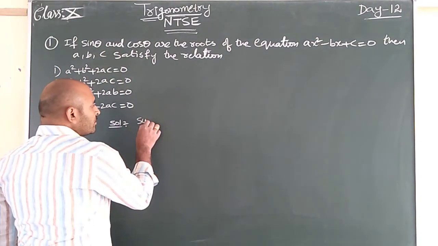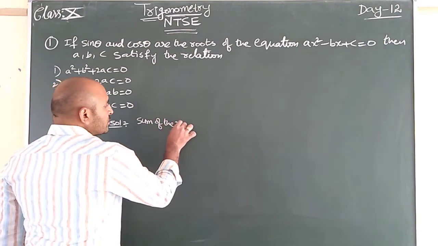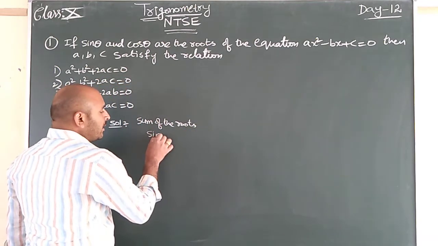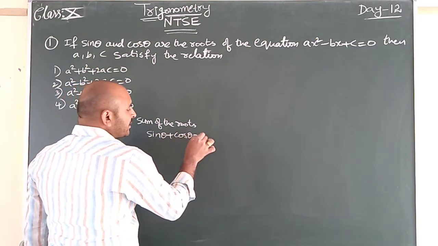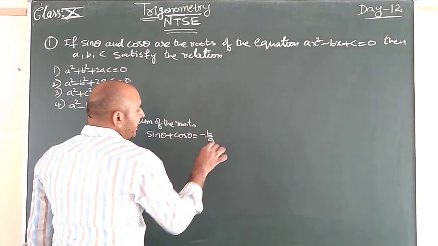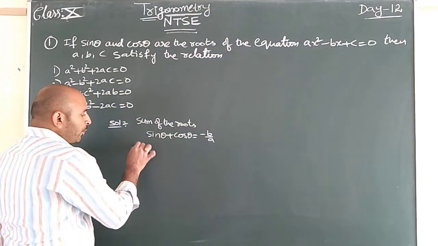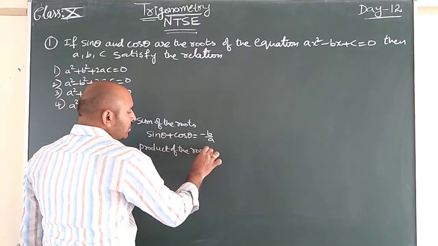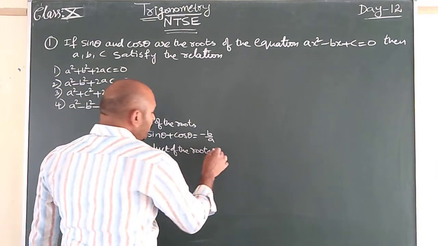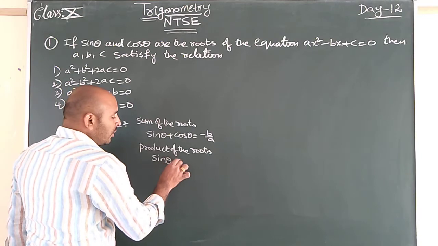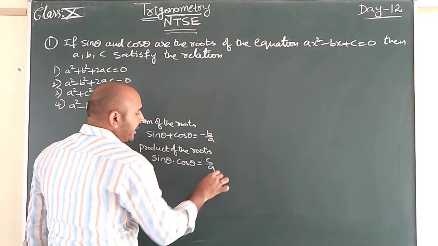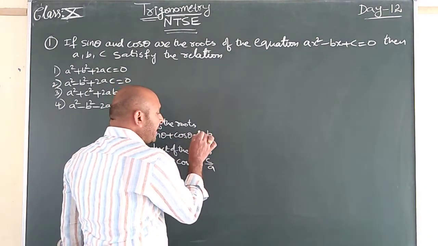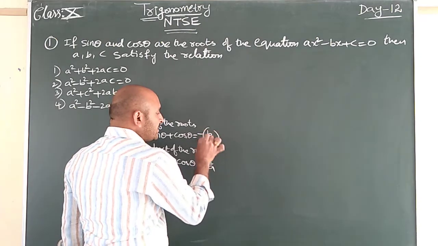Sum of the roots: sin theta plus cos theta is equal to minus b by a. Next, product of the roots: sin theta into cos theta is equal to c by a. But here observe, the sum of the roots is minus b by a means minus of minus b by a. Remember, this is minus of minus b by a.